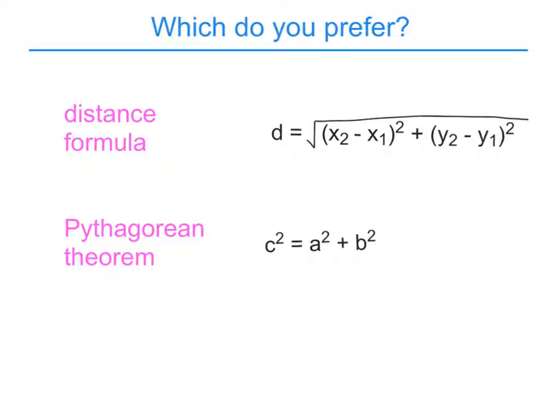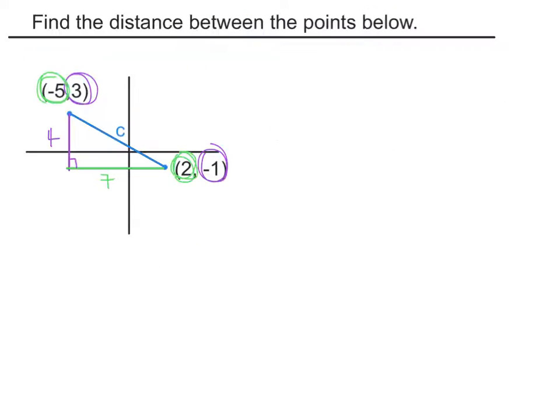So let's put those formulas side by side. Again, it is a personal preference. What do you prefer? Do you prefer to memorize the distance formula or do you prefer to memorize Pythagorean theorem? Most people will choose to memorize the Pythagorean theorem, but you might be thinking, I don't want to draw that triangle every single time. By the time I draw the triangle, I might as well just use the distance formula. So let's look at that.